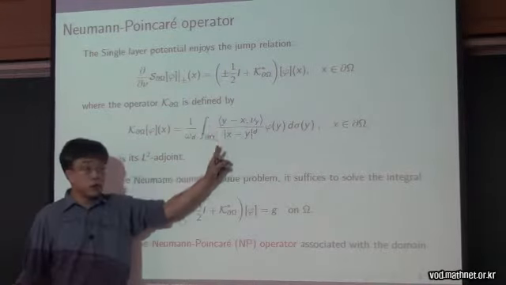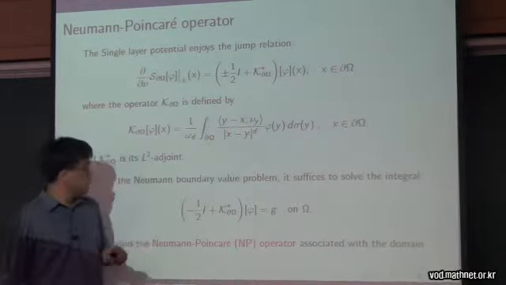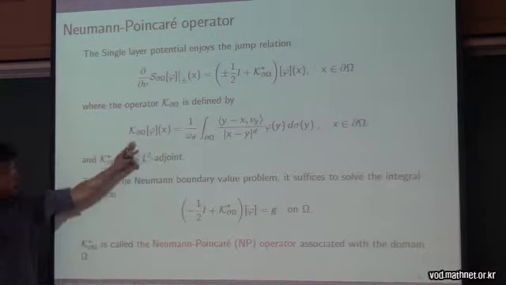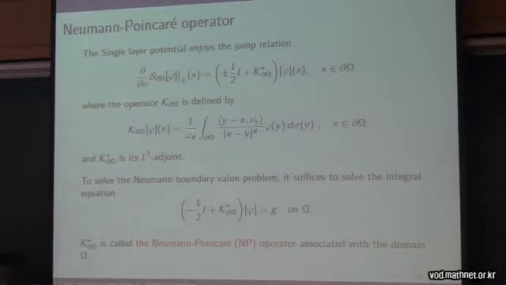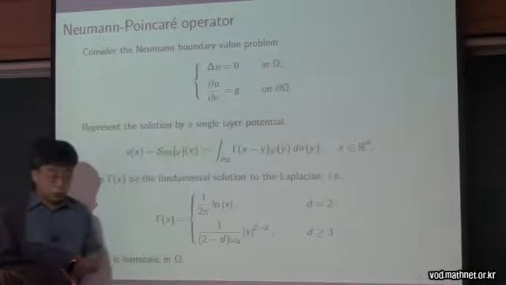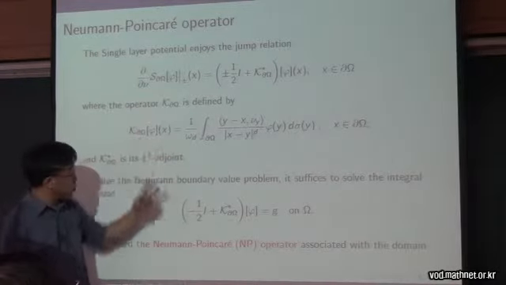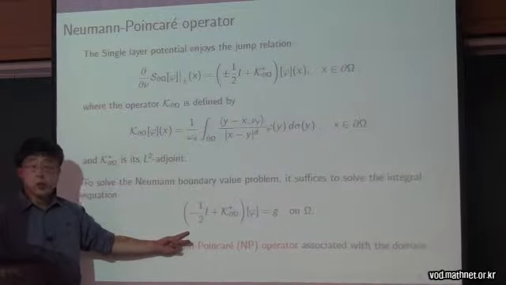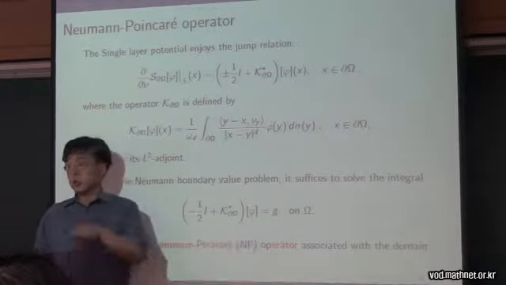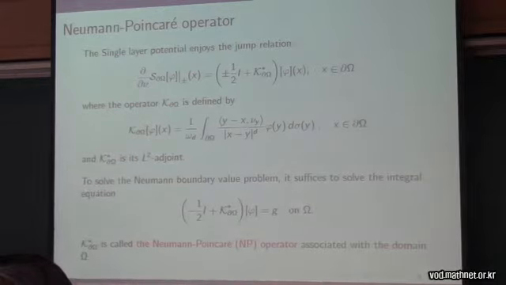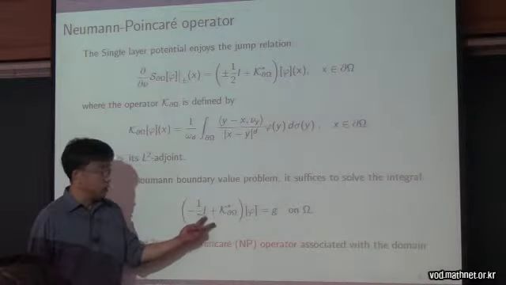This operator is just the derivative of the fundamental solution. This operator is called the Neumann-Poincaré operator. Actually, Poincaré and Neumann studied this operator. So in order to match this Neumann boundary condition, all we have to do is solve this problem. This is an integral equation. If we solve this integral equation and find phi, then integrating against the fundamental solution, which is a single layer potential, gives the solution. So the basic question is the invertibility of this.